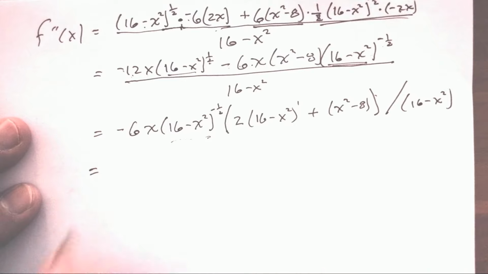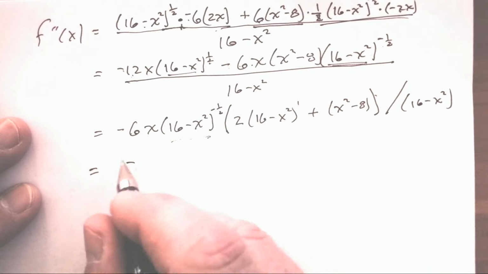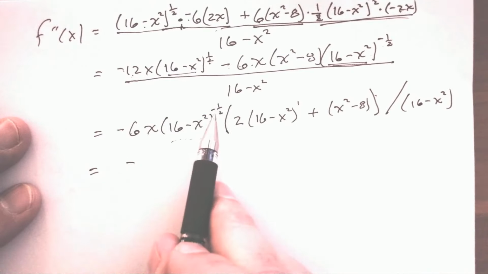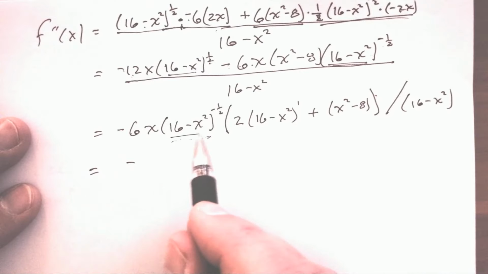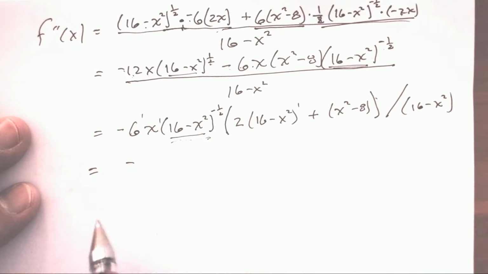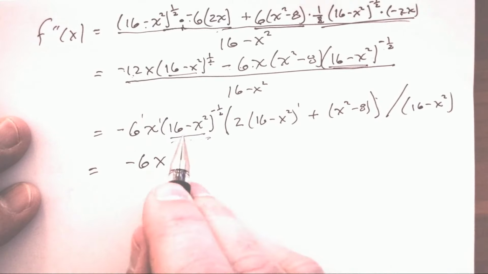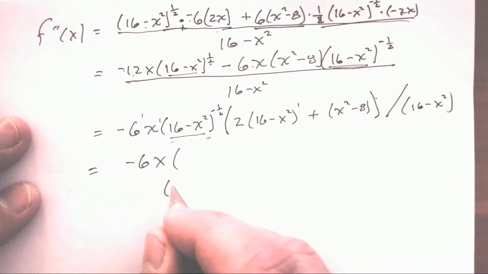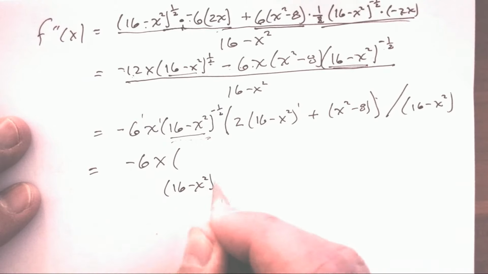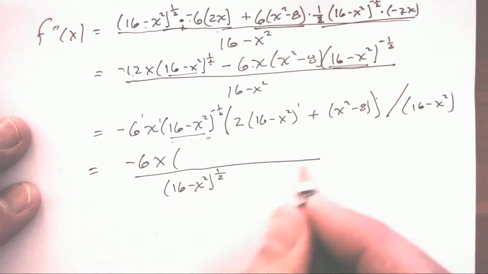So let's get some simplifying done here. I'm going to leave this. See, this negative exponent, this is the base of it. It's only affecting 16 minus x squared. These are both to positive powers. This stays up top. Negative 6x stays up top. This can go to the bottom as a factor, 16 minus x squared to the positive 1/2.